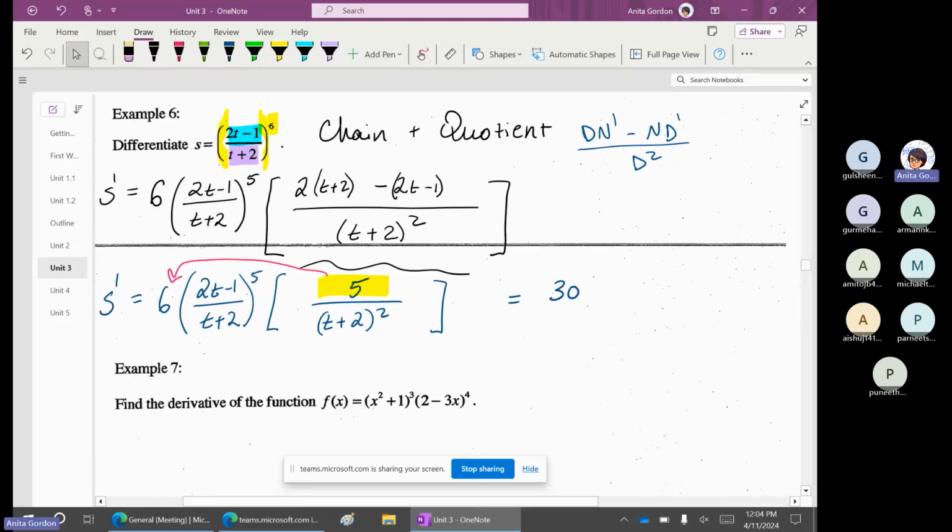And then what I'm going to do is take a look at what's left in this numerator here. 2t minus 1 to the power 5 over. Also notice this denominator and this denominator is the same. So I can put them together. What would make sense for how I put them together? The power 7. To the power 7, yes.